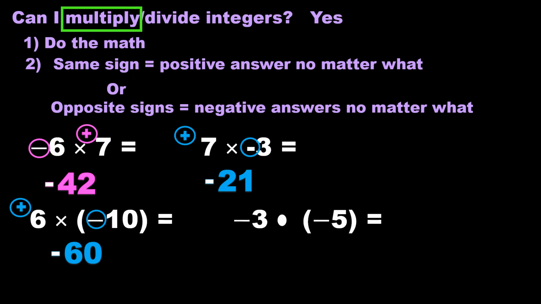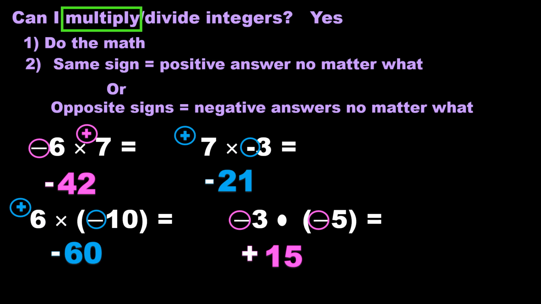So I know I'm going to do the math, which is step 1. 3 times 5 is 15. Now I look at my signs. I circle both of them. Are they the same? They are. So since they're the same, then I'm doing what would be 2a, and I'm going to make it a positive sign. So my answer has to be positive 15.